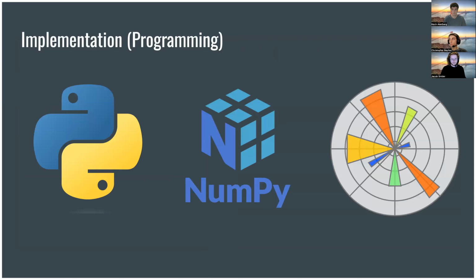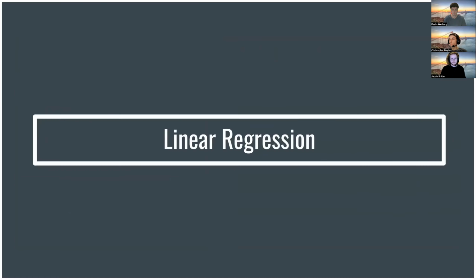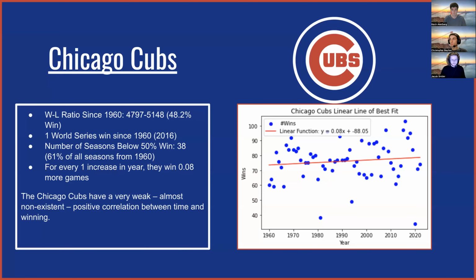For our implementation, we mostly just use Python programming, using libraries such as sklearn, NumPy, and matplotlib. So the first thing that we'll look at is our linear regression, or our linear line of best fit. As we'll see, the error for these is very high, but they will tell us another interesting aspect of these teams, and that is correlation between years and wins.